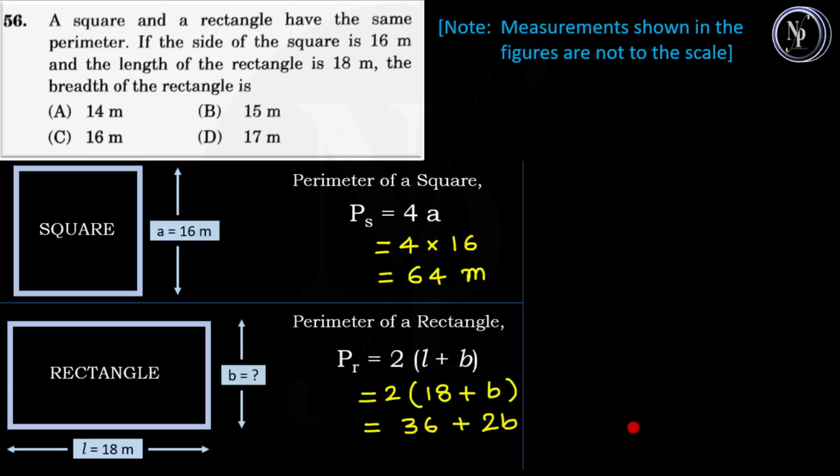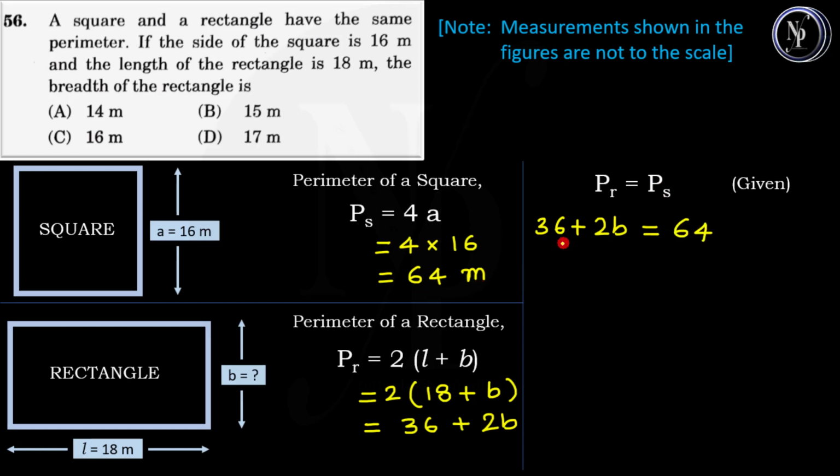Now let us consider PR is equal to PS, that is, the perimeter of the rectangle is equal to the perimeter of the square, which is given in the question: a square and a rectangle have the same perimeter. Let us substitute the perimeters we have found. The perimeter of the rectangle is 36 plus 2B, so 36 plus 2B is equal to the perimeter of the square, found to be 64 meters. So I write 64 here.